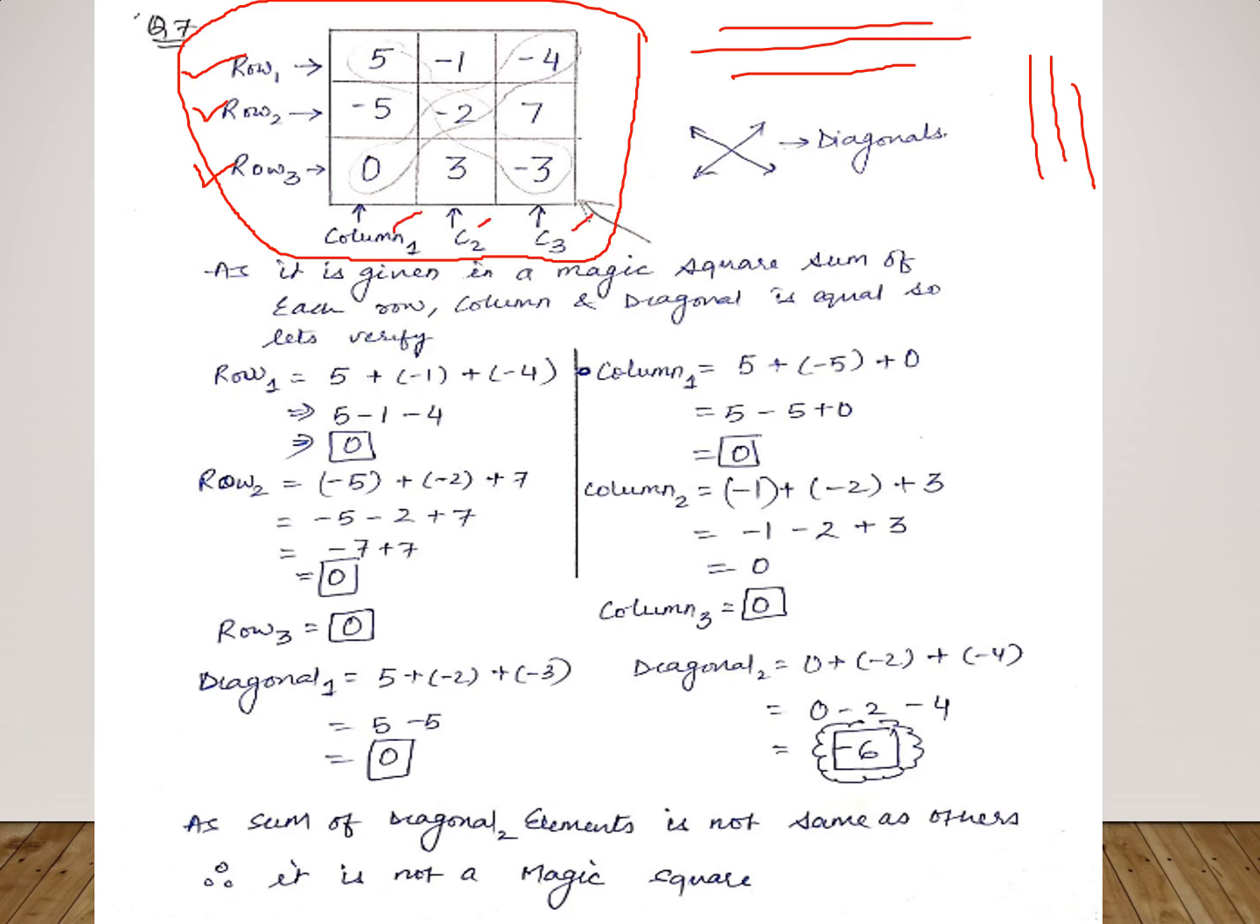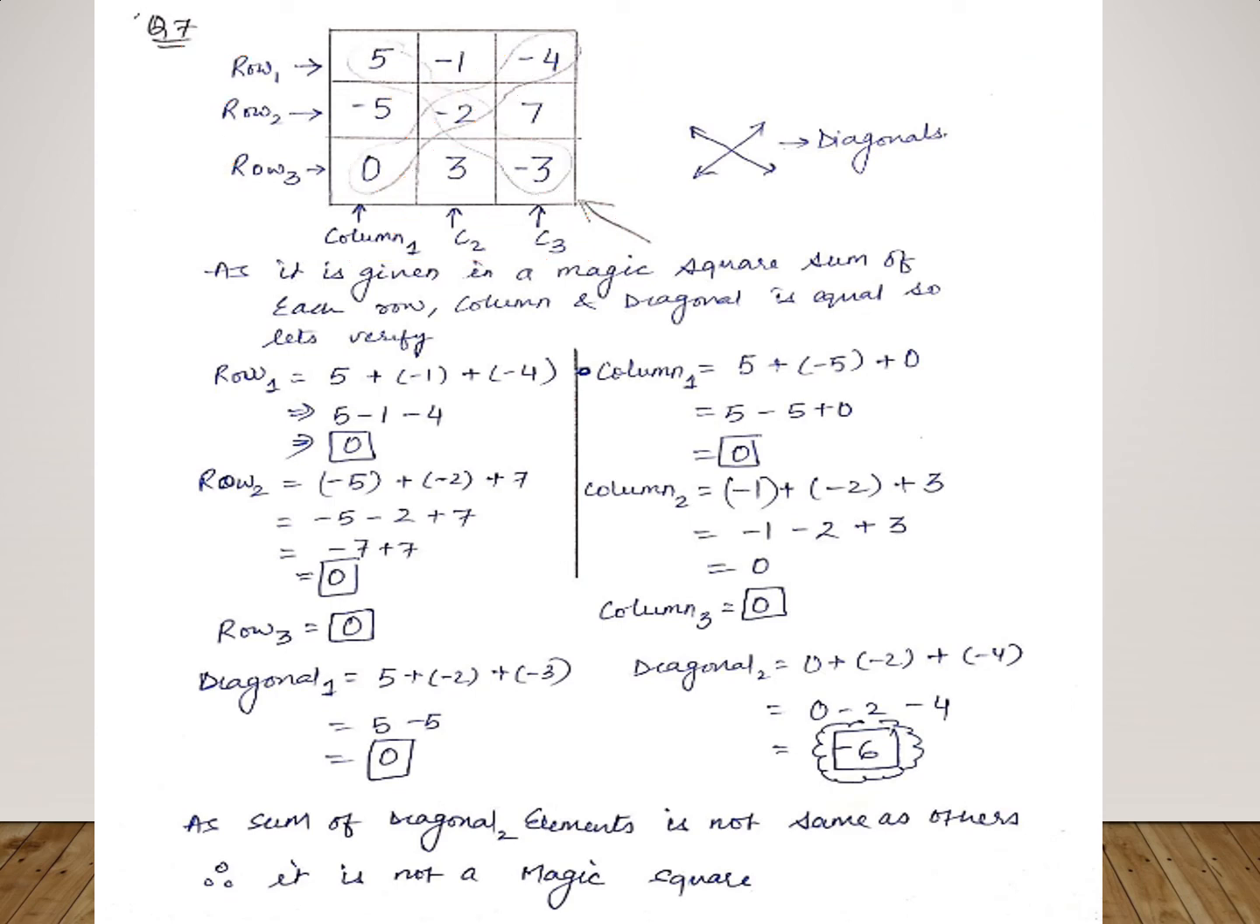For this box to be a magic square, the condition is the sum of all the rows, the sum of all the columns and the sum of the diagonals, that is these elements, known as diagonal elements, should also be equal. So you got it? How can it be a magic square? For this box to be a magic square, the sum of all the rows should be equal, the sum of all the columns should be equal, and the sum of these diagonals should also be equal. Let's check one by one whether it is a magic square or not.